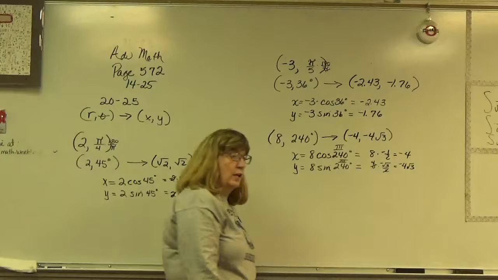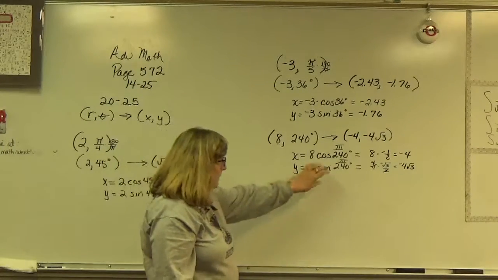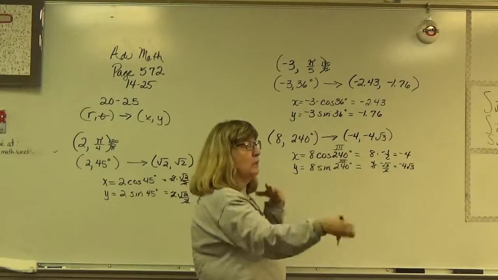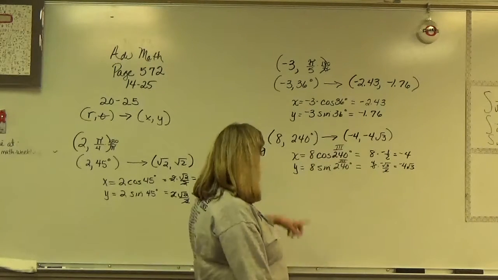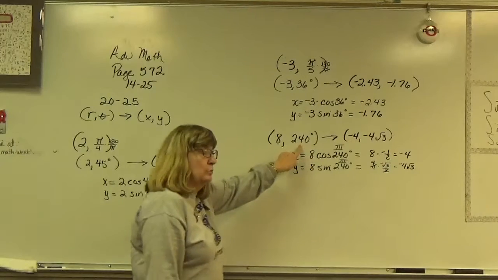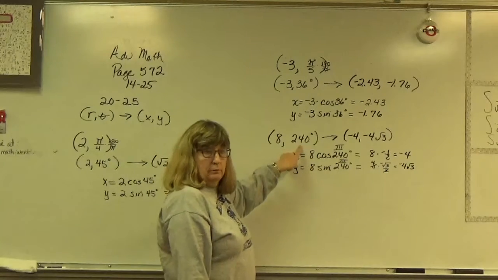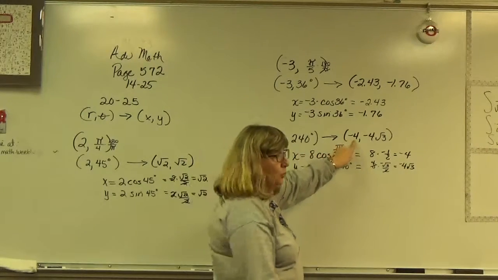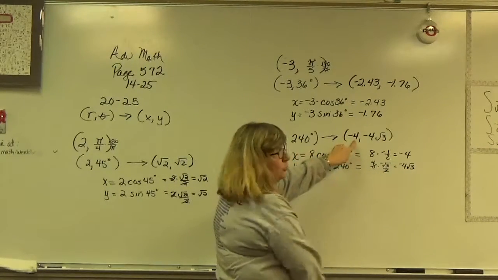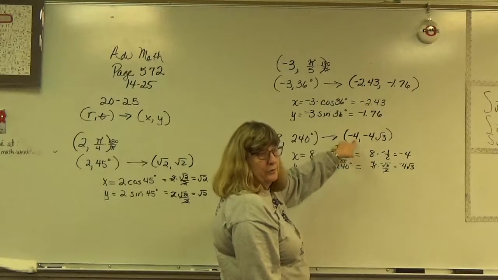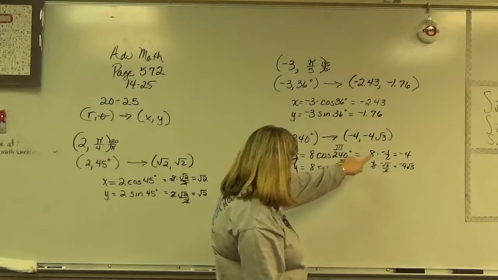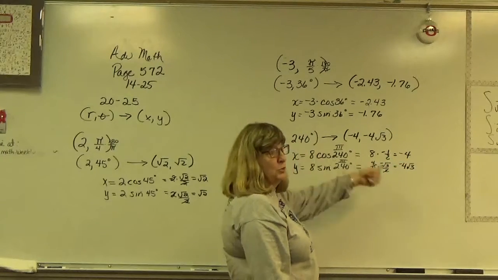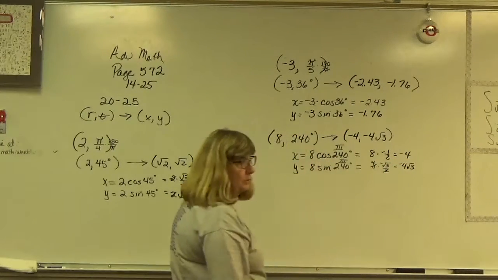Here's where if you visually think about the points, if you made a mistake by not putting it in the right quadrant, you'd find out pretty quick that your answer was wrong. Where's 8, 240 located on a polar coordinate? Third quadrant, right? Where's negative 4, negative 4 square roots of 3 located? Third quadrant. If we'd not caught ourselves, we'd have ended up in the first quadrant, which you knew had to be wrong.